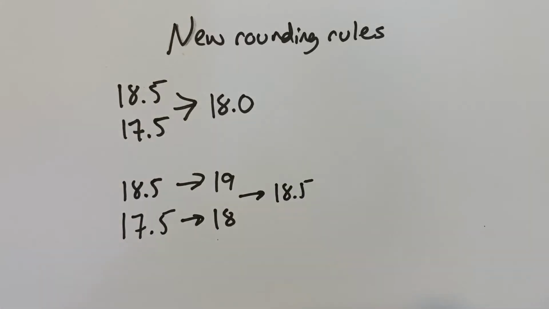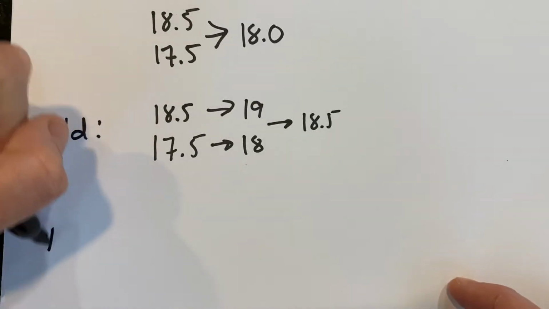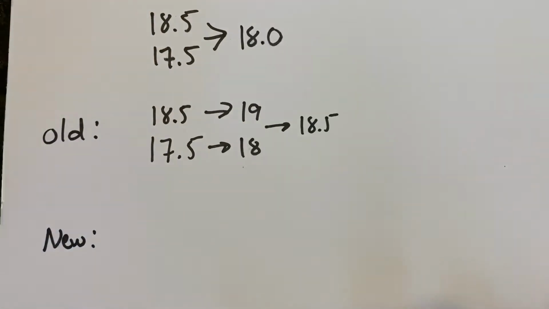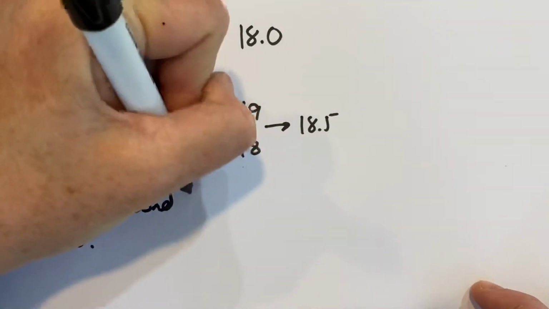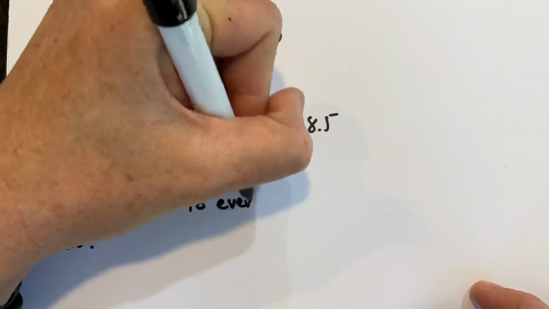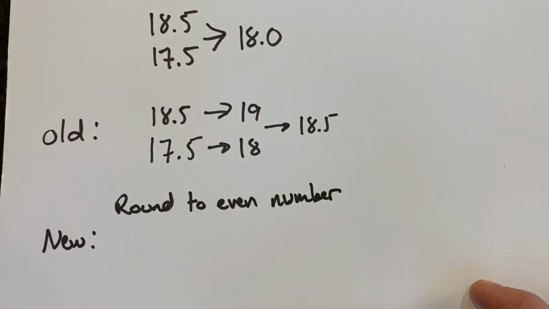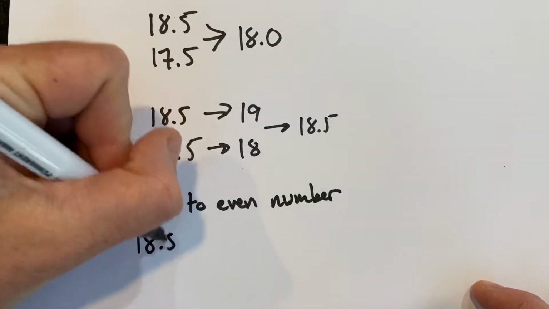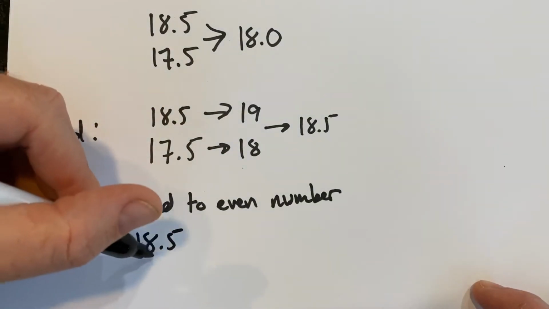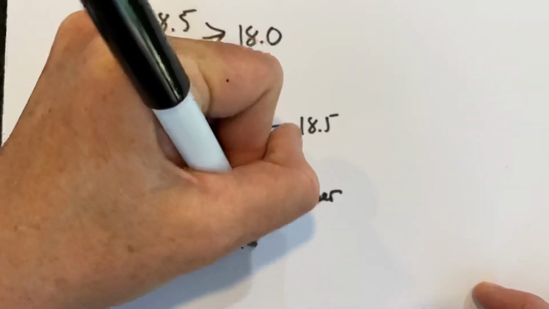Now let's do the new rounding rules. This is old. This is new. The new rounding rules say round to the even number. So if we have 18.5, the nearest even number you would round to would be 18. And this would round to, therefore, 18.